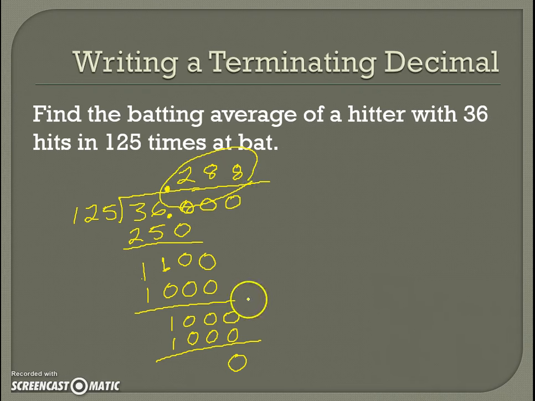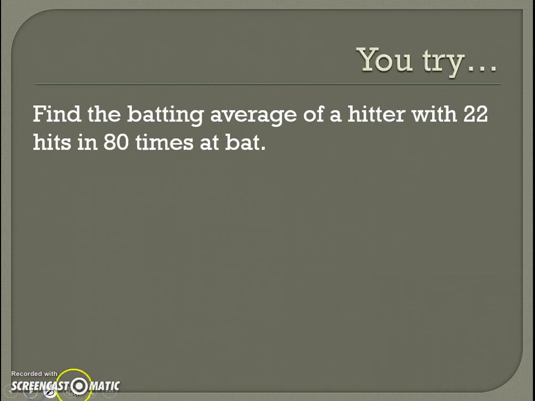All right, so like I said before, if you did not understand that problem, you always have the option of going back and looking at things again. Let's go ahead and go to our next slide. So here it says, find the batting average of a hitter with 22 hits and 80 times at bat. This says you try. So I'm not going to go over this problem because it's just like the other one.